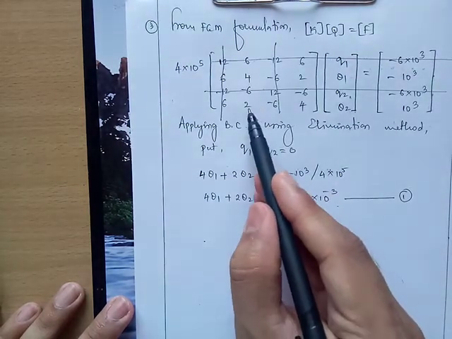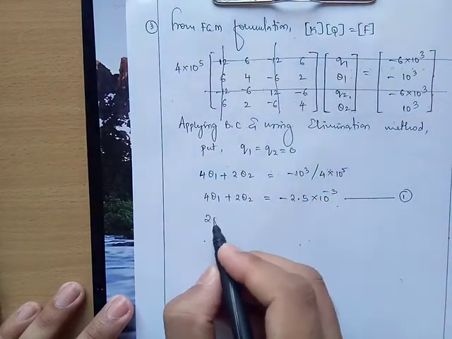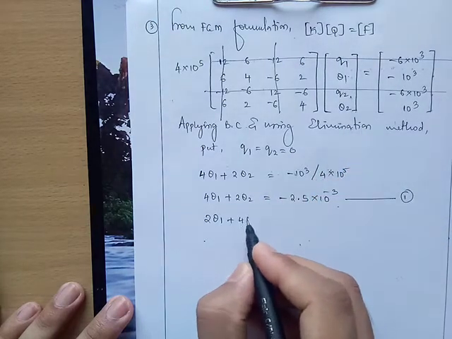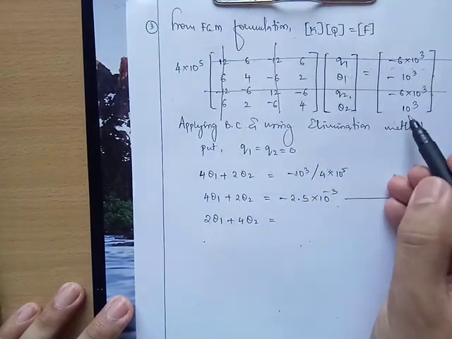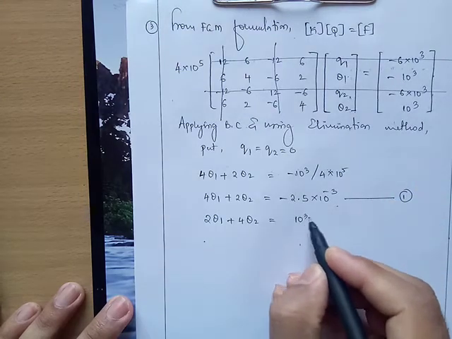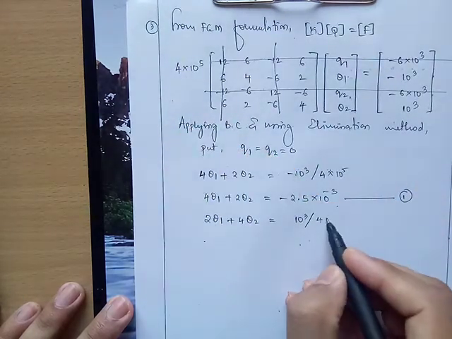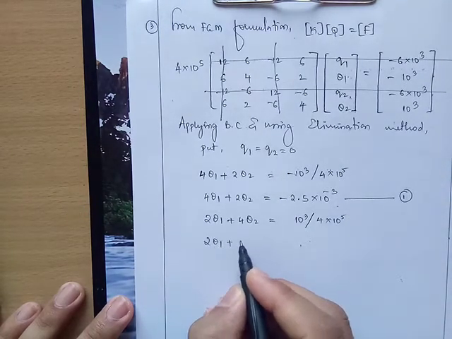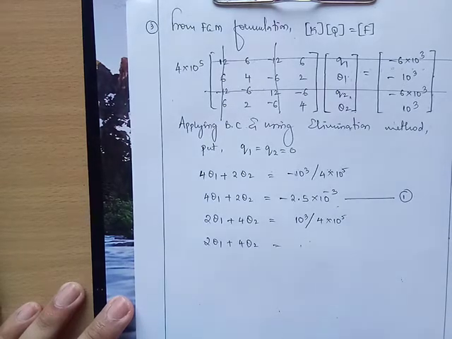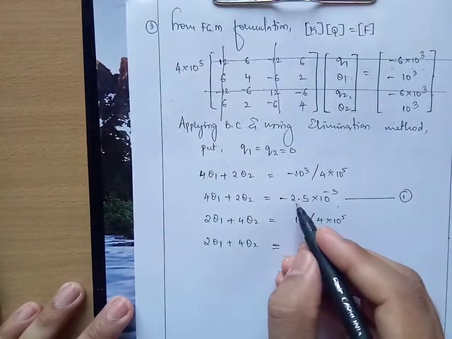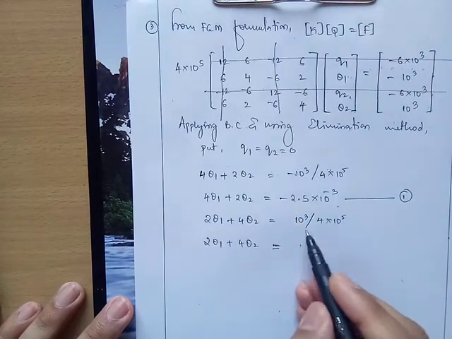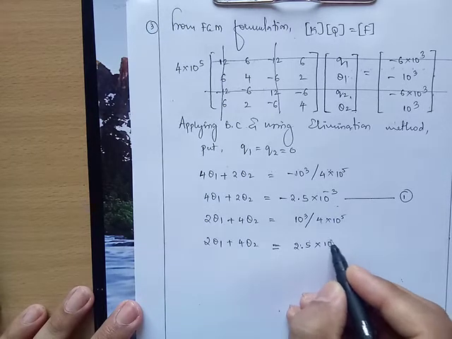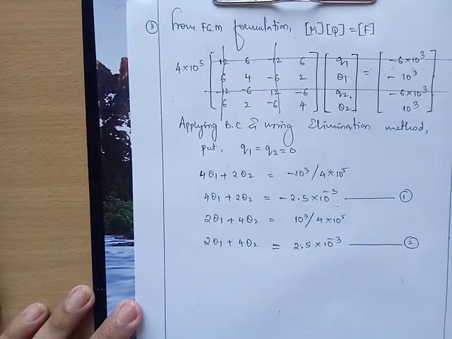Similarly, I'll develop a second equation, 2 into theta 1 plus 4 into theta 2 will be equal to 10 raised to 3 divided by 4 into 10 raised to 5. Right, so this equation will be 2 theta 1 plus 4 theta 2 will be equal to, if you just check out these values and these values, both are same, only a sign is changed. So here it will be 2.5 into 10 raised to minus 3. This will be your equation number 2.